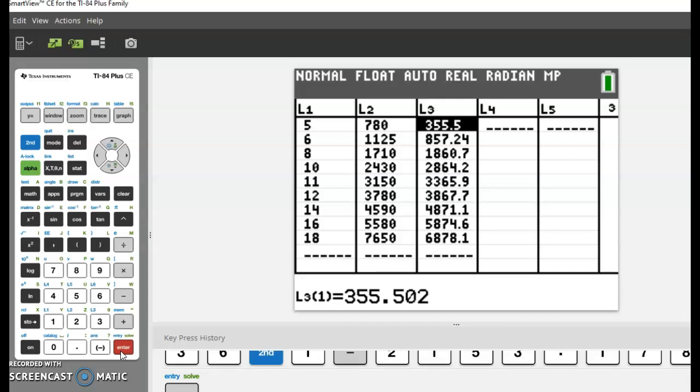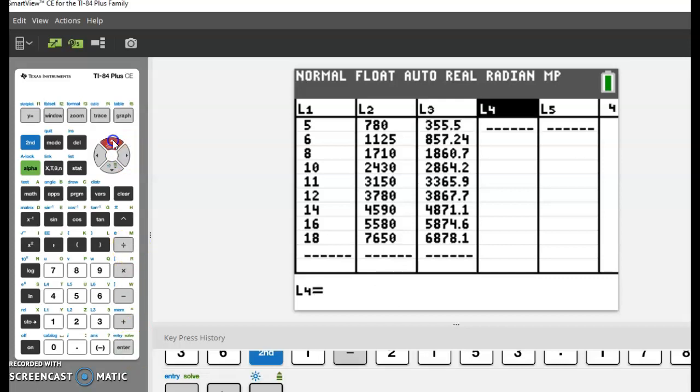Then I'm going to go to L4, and I have to be at the very top of a column, not in the first space. This is where I'm going to find my residuals, or my errors, where I take my actual values, which are in L2, and subtract my predicted, which are in L3. So L2 minus L3, and I'll hit enter.